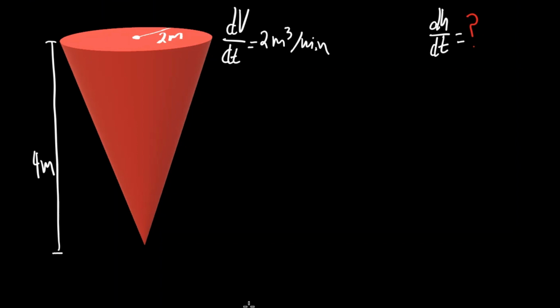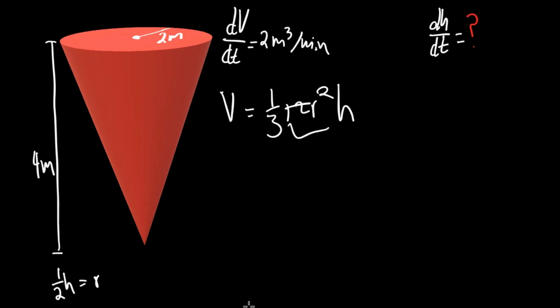From this shape, we can note that 4 m is half of 2 m, so the radius is equal to 1 over 2 h. We can apply this to the equation that relates both dv over dt and dh over dt, which is the volume of a circular cone: volume equals 1 over 3 pi r squared times height. You can look up where this equation comes from, but basically it's the circle times the height, like a cylinder, and a cone is 1/3 of a cylinder.